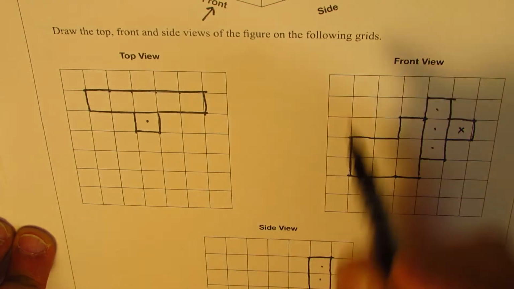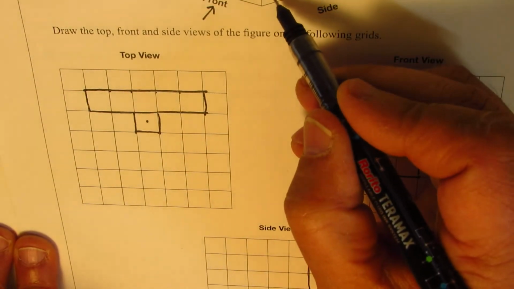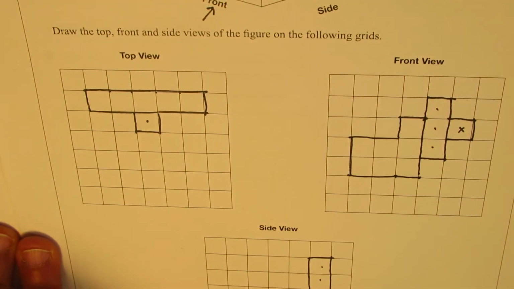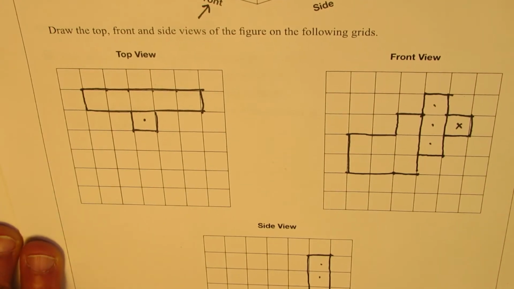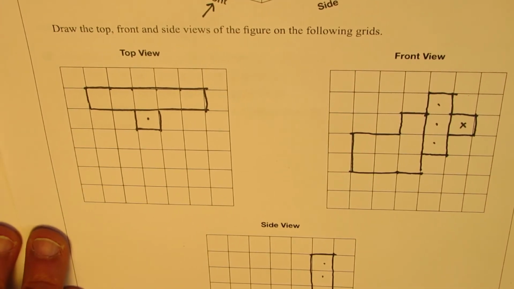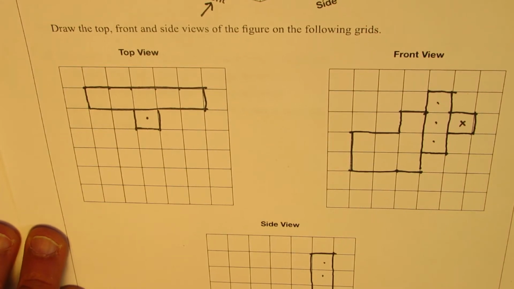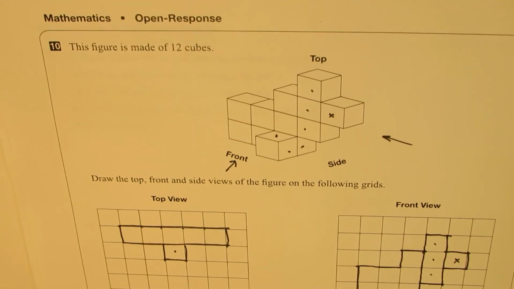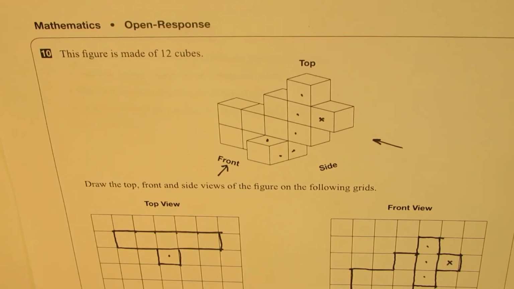Perfect. And then from the side, when you look at it, you see these 2 in the bottom, right? So that means it will be kind of like this. Do you understand, right? So that is how we are going to sketch the 3 views for the given set of 12 cubes. Perfect. So that is our answer. Is that clear to you? Let's move on and take question number 11.